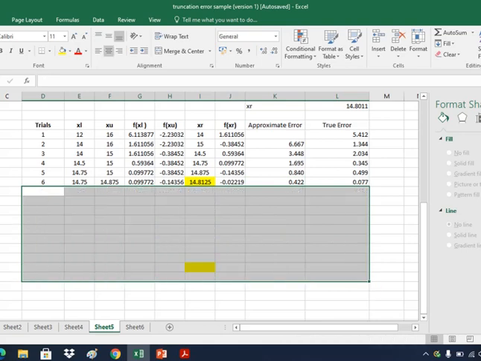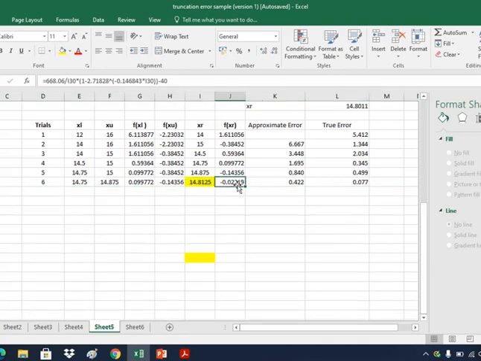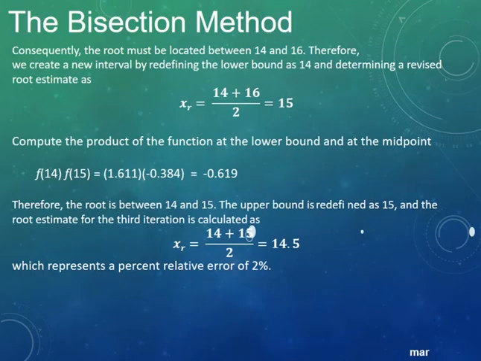Delete. Then dito sa 6th trial, na-meet na natin yung 14.8. So that's where we will terminate the computation. Okay, so that's it for the bisection method.